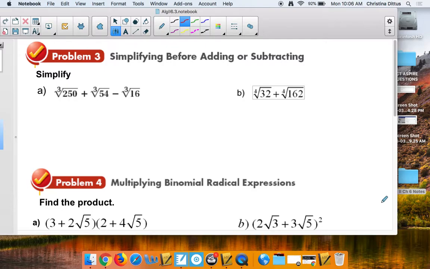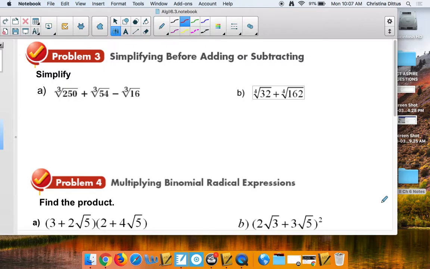And subtracting, we said our index had to be the same, and our radicand had to be the same. In A, are 250, 54, and 16 the same? No. Are my indexes the same? Yeah. So if my indexes are the same, what I'm going to do is change my inside, my radicand, to simplify them to make them the same. So if my index is 3, we're going to need cubed roots to try and pull out to see if we can get our radicand, our inside number, to be the same. Okay?